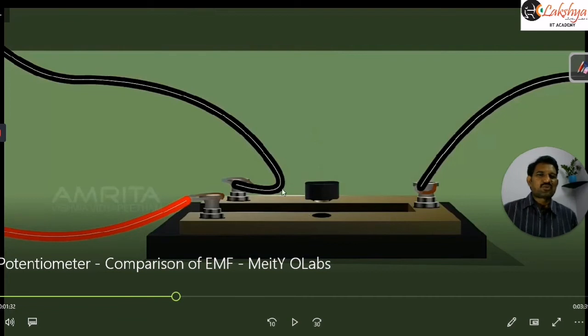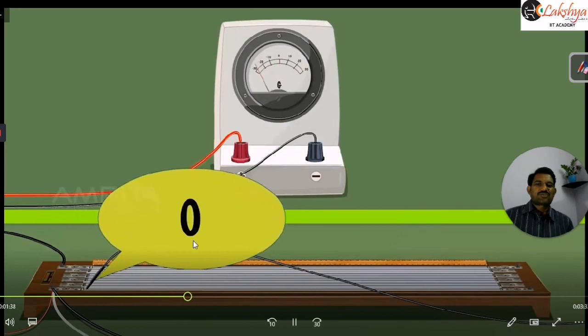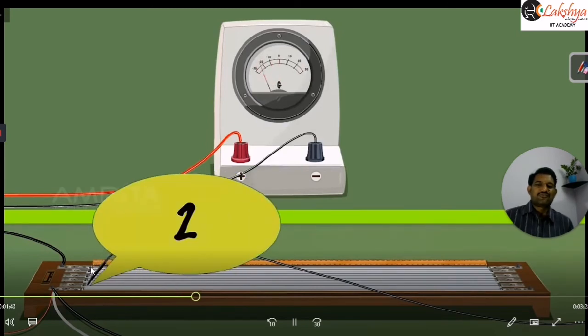If you are closing here, then this will be the conducting path available. If you are keeping this knob here, then this will be the conducting path available there. Next, we adjust the jockey here. That means we observe the deflections in the galvanometer. We are pressing the jockey at the different wires here. A series of wires are there, as we discussed.